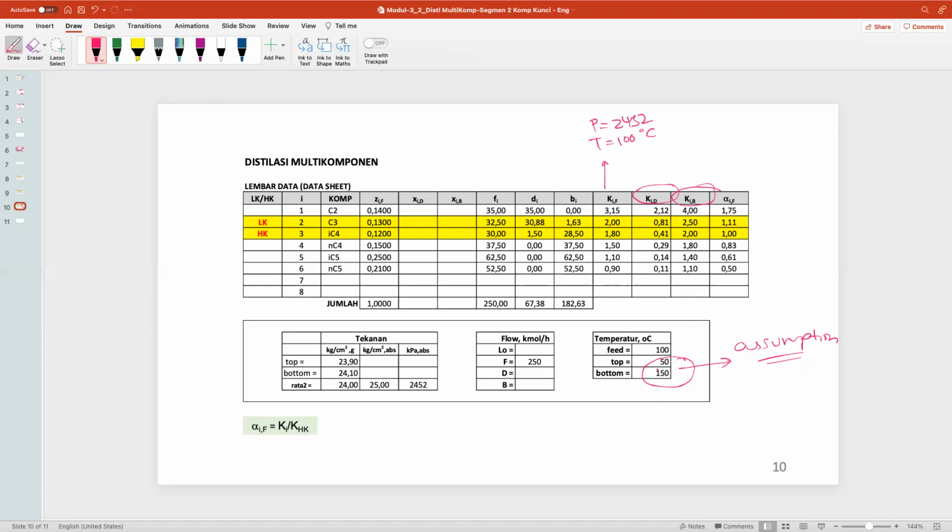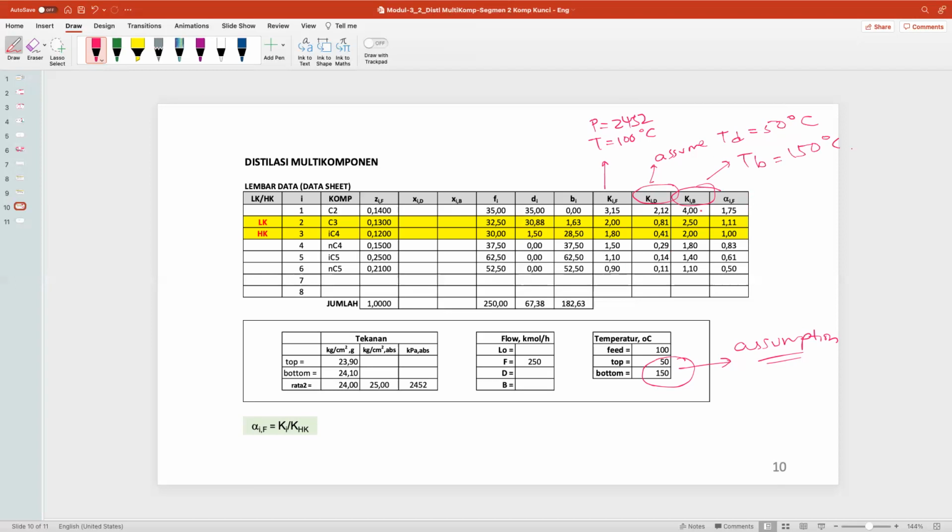And the bottom, we also assume. It should be more than 100, long enough maybe. If the delta here is 50, maybe we also add 50 to the feed temperature, so around 150 degrees Celsius. So with that, we assume T distillate is 50 degrees Celsius, while T bottom is 150 degrees Celsius. Once you know all the K values, then you can find the alpha.